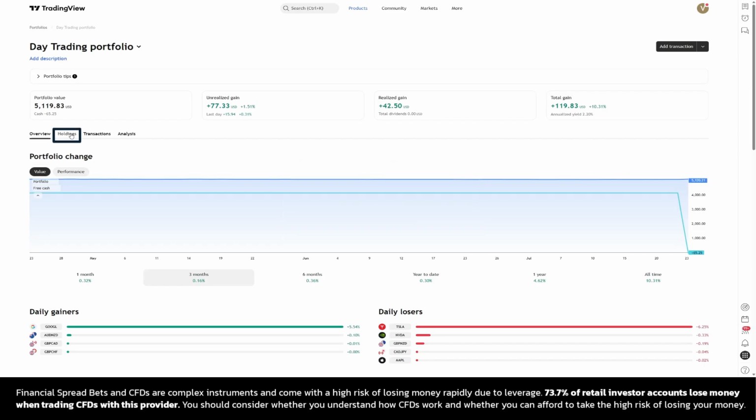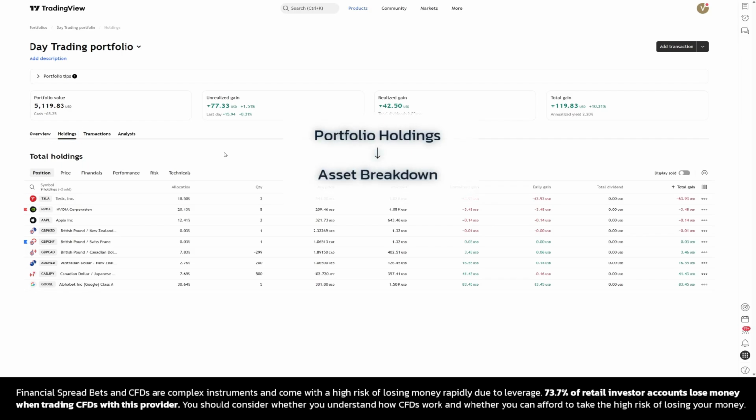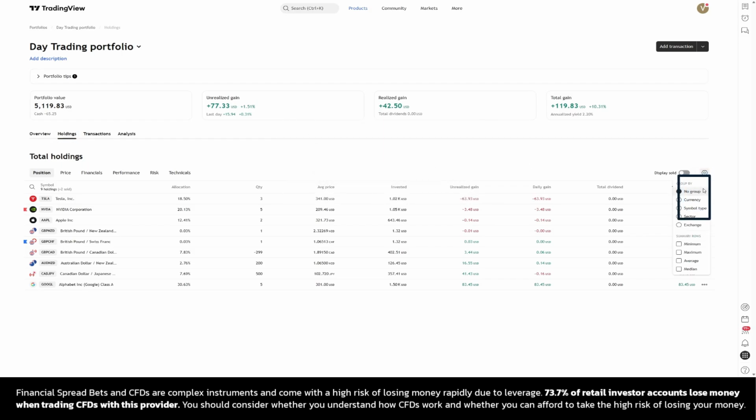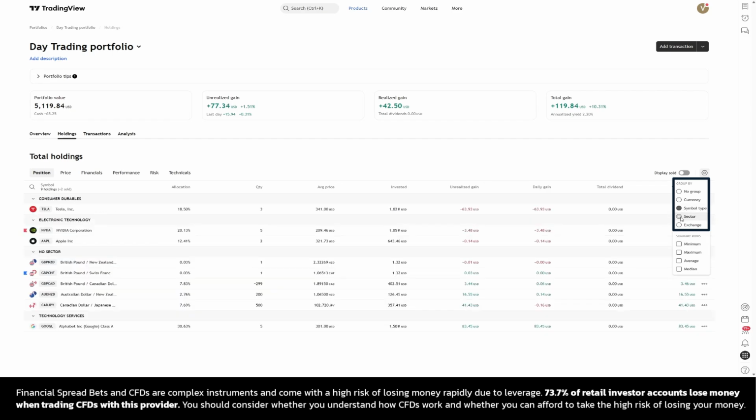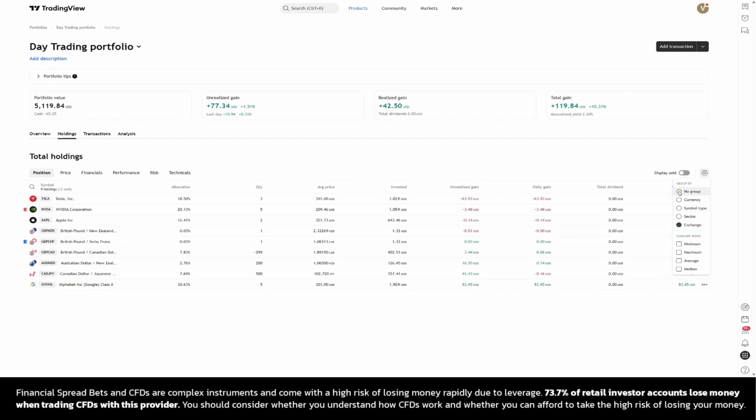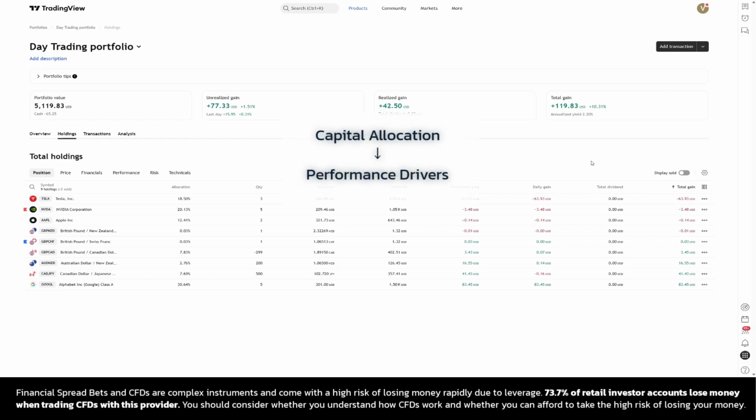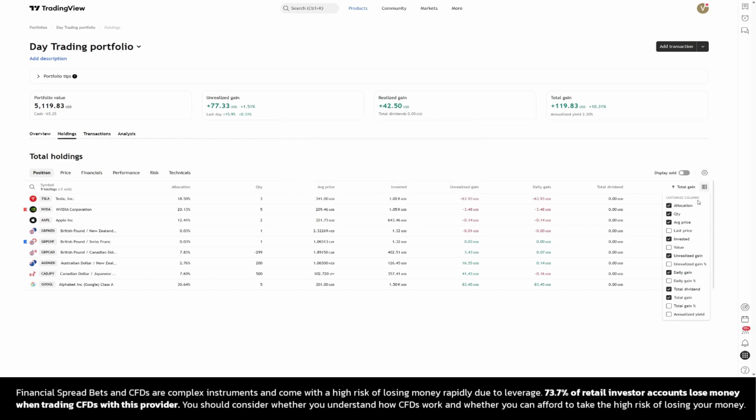The holdings area gives more detail on the assets inside the portfolio. Positions can be reviewed by symbol, asset type, sector, currency, or exchange, depending on how the portfolio is organized. This helps show where capital is concentrated and which areas are contributing most to performance. For stock holdings, related earnings, dividends, and news can also add useful context around potential market-moving events.